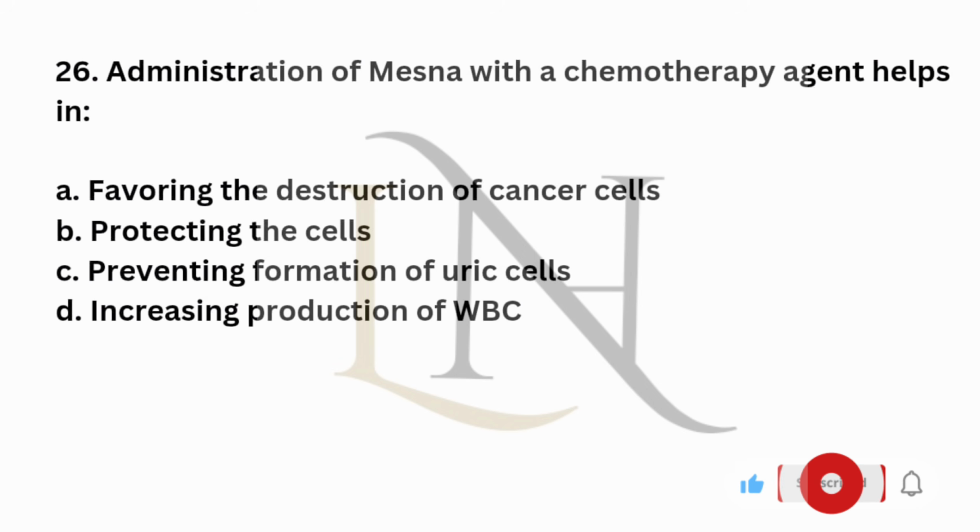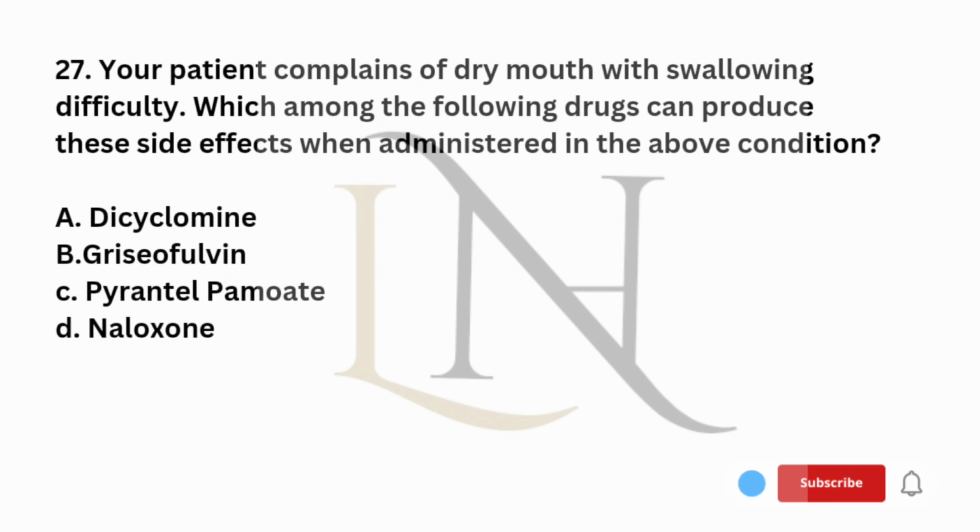Administration of Mesna with a chemotherapy agent helps in option A, favoring the destruction of cancer cells. Option B, protecting the cells. Option C, preventing formation of uric acid. Option D, increasing production of white blood cells. Correct answer. Option B, protecting the cells. Next question.